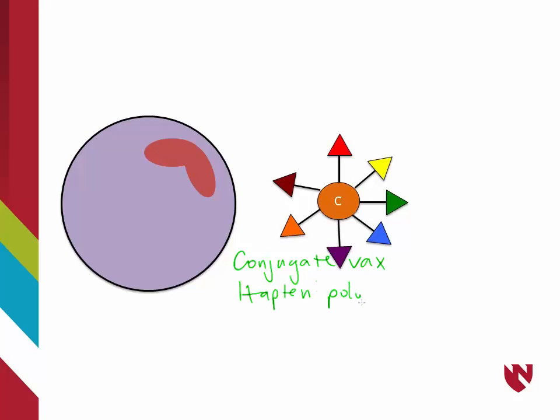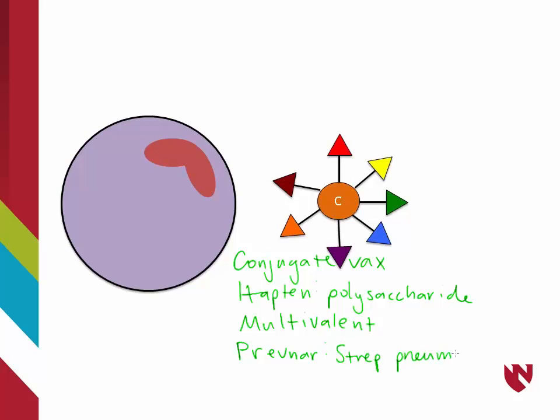Typically, vaccines contain several different haptens and are so-called multivalent. The particular vaccine shown above is 7-valent, just like Prevnar was when it was first introduced. The vaccine contains polysaccharides of the capsular antigen of strep pneumonia, serotypes 4, 6B, 9V, 14, 18C, 19F, and 23F, but that's not super important.